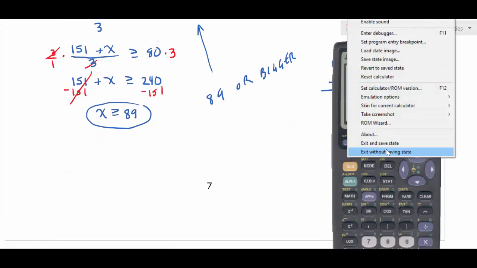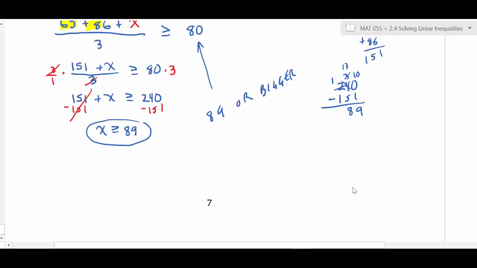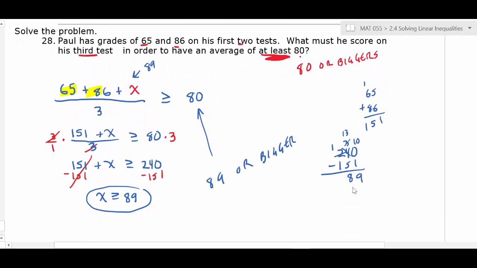Okay, so that will take us through this whole section, and this will help you get ready for the next section, 2.7, where we learn about absolute value inequalities.